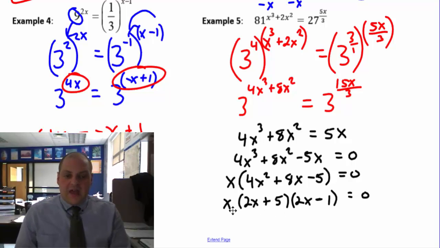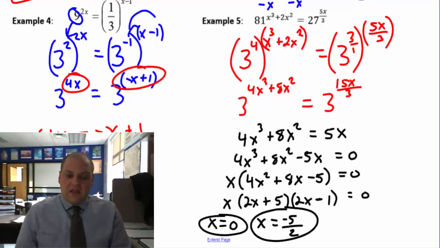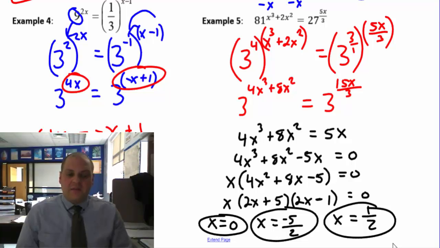So now there's that, and those were my solutions. So x equals 0, obviously. We know that. When we have x as a factor, x equals 0 is a solution. This equal to 0, subtract 5, divide by 2, x equals negative 5 over 2, and x equals positive 1/2. Add 1, divide by 2, x equals 1/2. Okay? So there are my 3 solutions, and of course it was x cubed, so you should have 3 solutions.